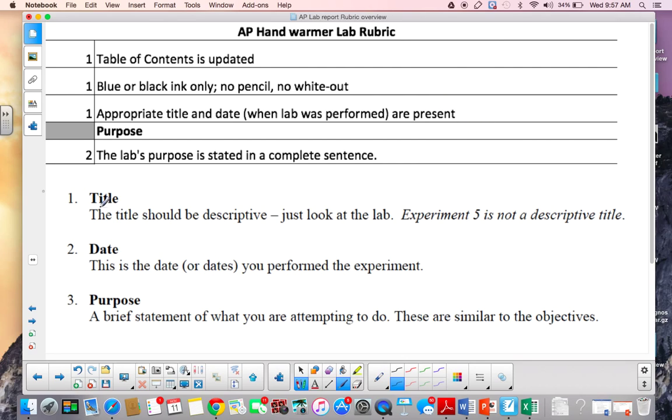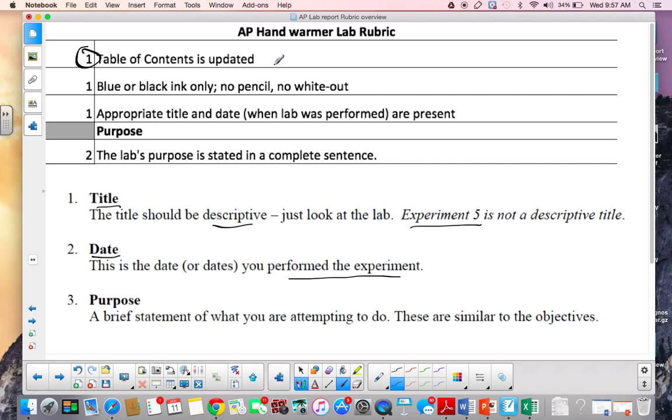First of all, every lab should have a title that's descriptive, so just don't say Experiment 5, although we don't use them straight out of a lab book anyway. The title should be descriptive. You always want to have the date for the lab that you perform the experiment. Keep in mind the first point you get on the rubric is keeping the front of your lab book.